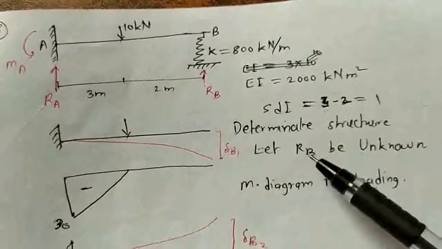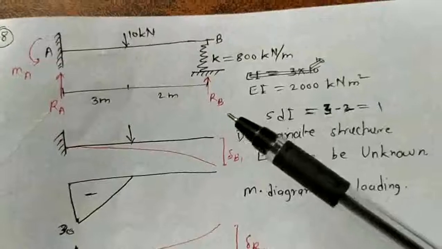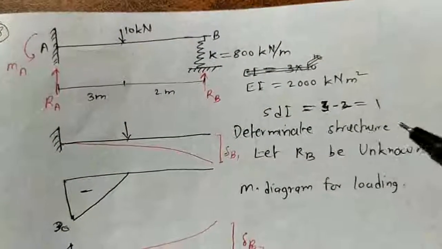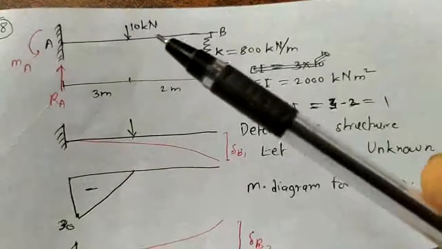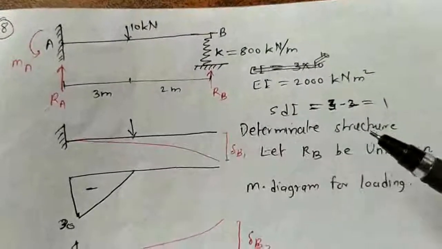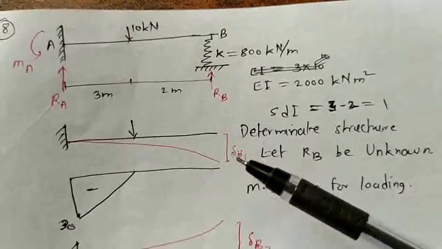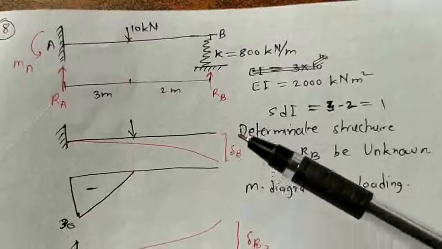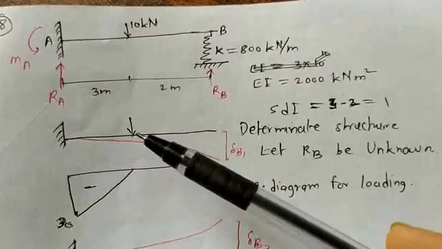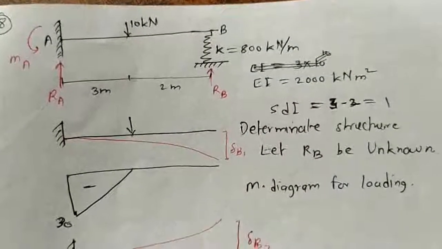By taking reaction RB as unknown, just remove reaction RB. Because of removal of reaction RB, the structure has become a determinate structure. Now apply the loading. Because of loading on this determinate structure, we are getting this much displacement at point B. That's why I am going to call this delta B1.